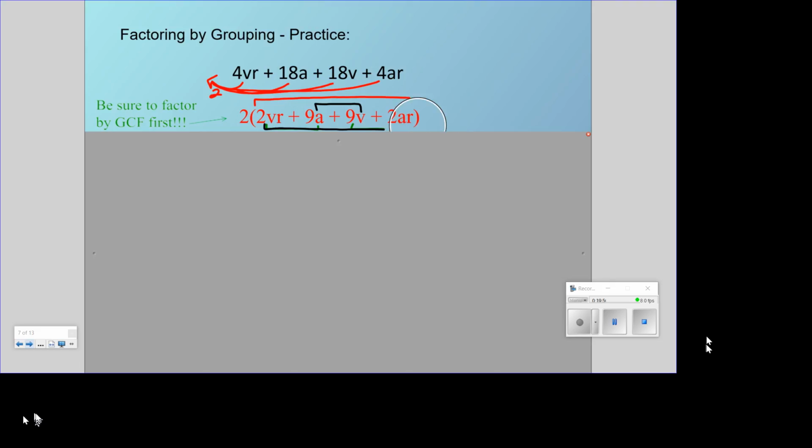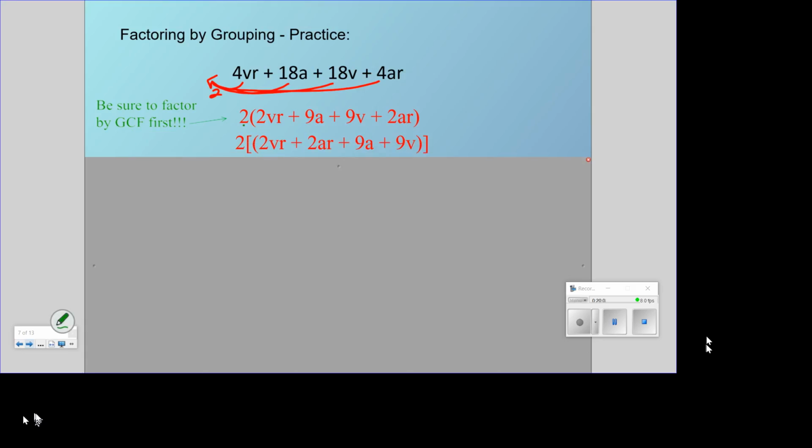So here is an example where it will be beneficial for us to rearrange what we have inside of this parentheses to get the terms with the 2's together and the terms with the 9's together. So what I'm going to do is recopy, and notice in each step of the way I'm bringing my GCF of 2 down with my work. And inside the parentheses I am going to rearrange so that the terms with 2's are together and the terms with 9's are together. So now when I group my first 2 and my last 2, there is a factor that can be pulled out of those pairings.